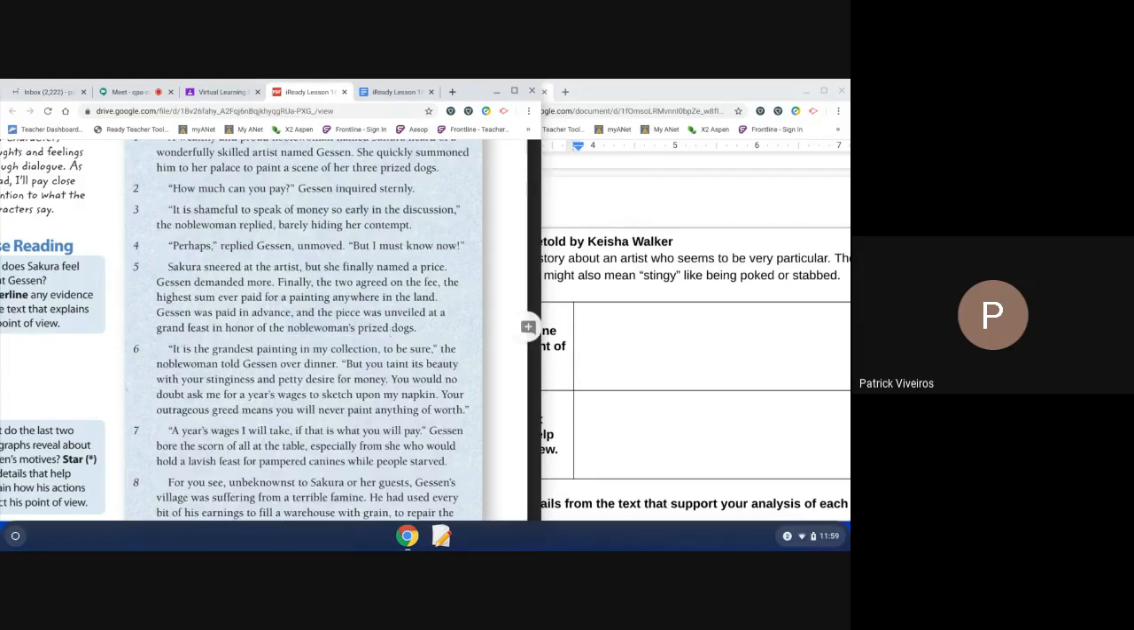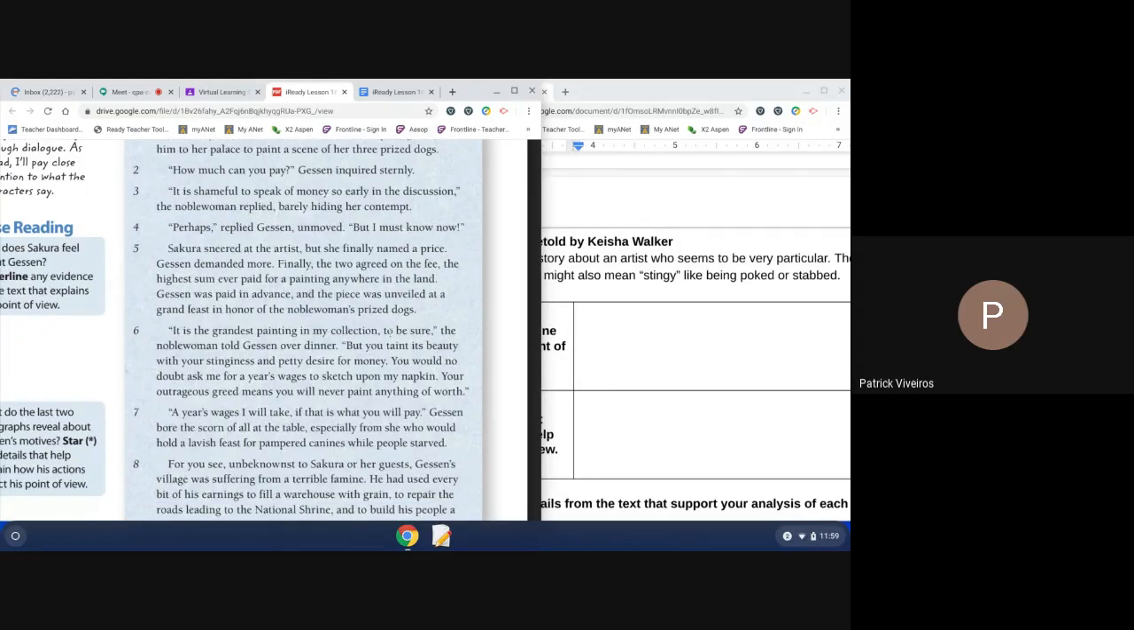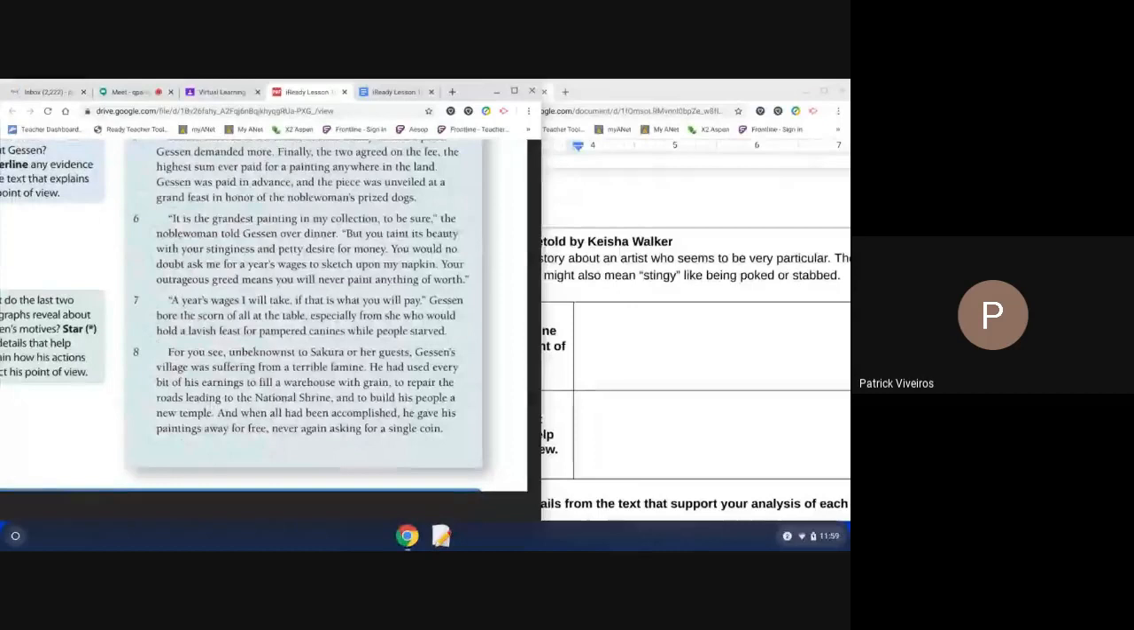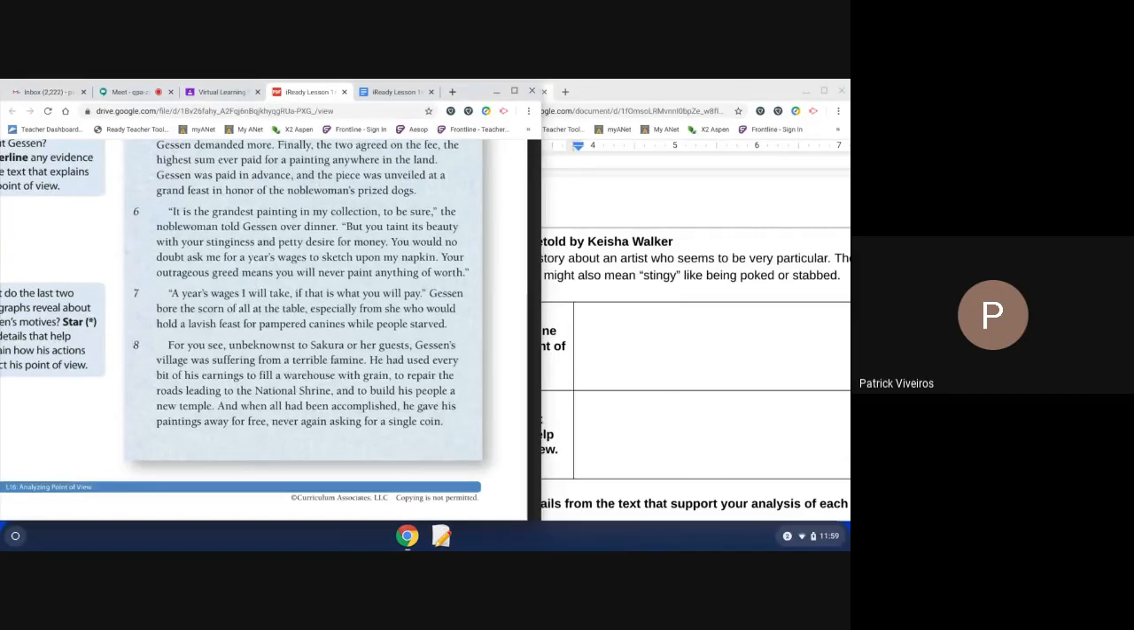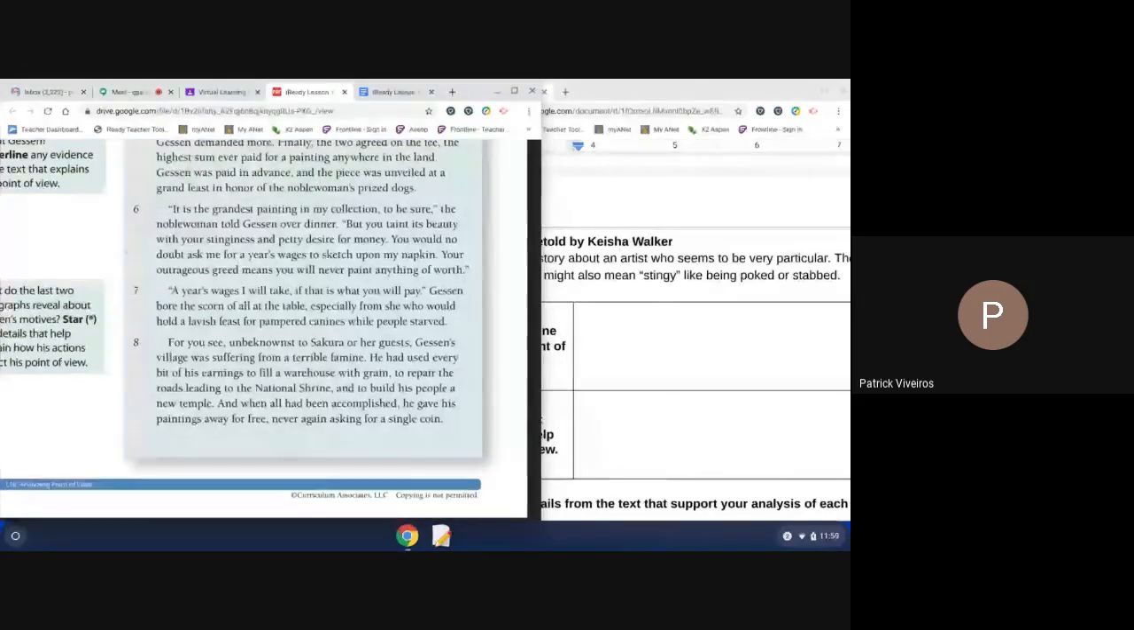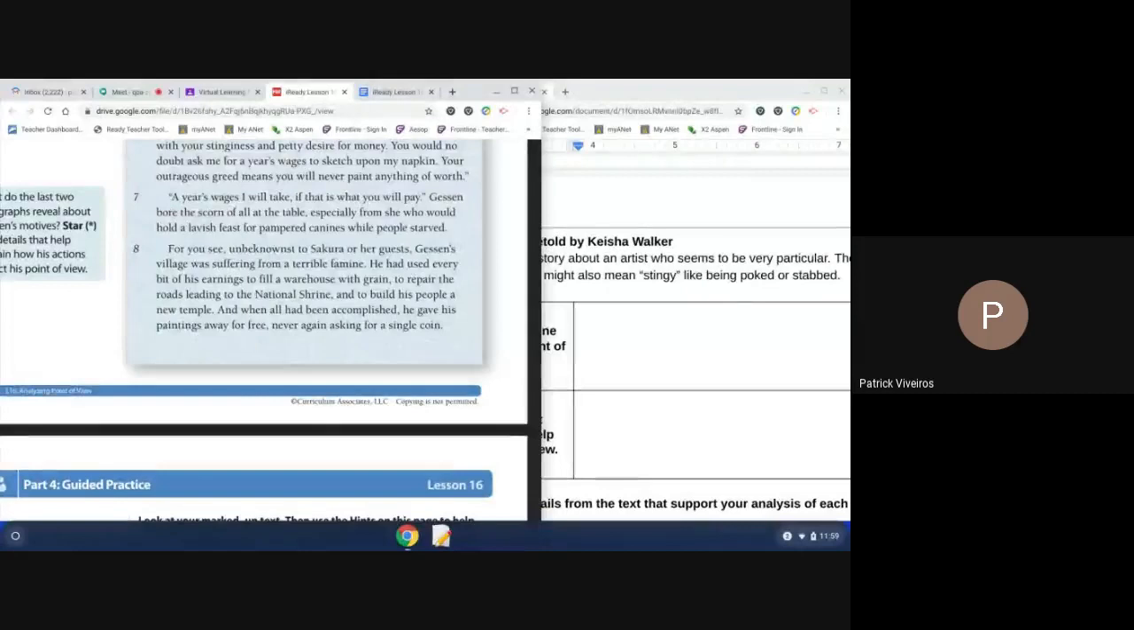Gesson was paid in advance, and the piece was unveiled at a grand feast in honor of the noblewoman's prize dogs. It is the grandest painting in my collection, to be sure, the noblewoman told Gesson over dinner, but you taint its beauty with your stinginess and petty desire for money. You would no doubt ask me for a year's wages to see anything of worth. A year's wages I will take if that is what you will pay.